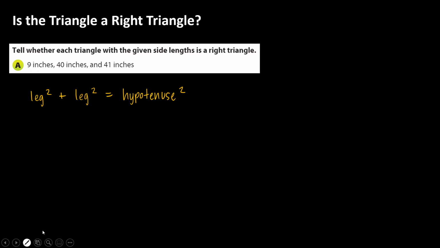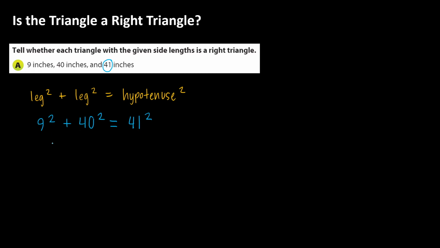So in this problem, problem A here, the hypotenuse, or theoretically what it might be, is the longest side of 41 inches. So let's set this up. One of your legs is 9 inches, so 9 squared, plus the other leg, which is 40 inches. So 40 squared, and that's equal to the hypotenuse squared, which is 41. So 41 squared. So from here, it's just a bunch of multiplying and adding.